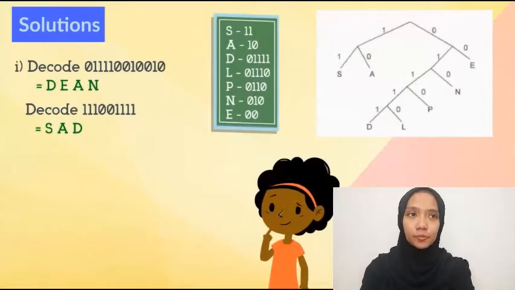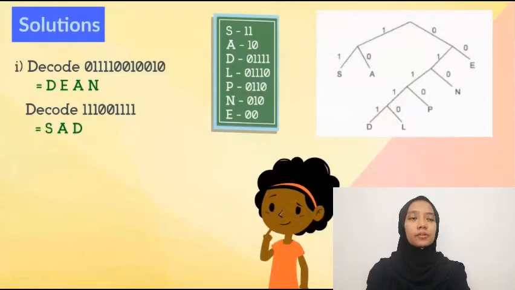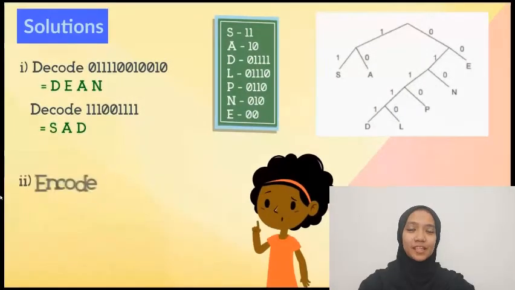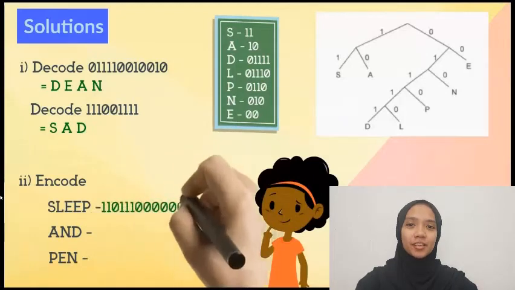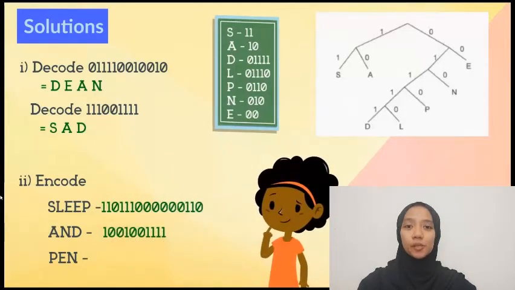So next, we need to decode 111001111. So look at the possible combination of numbers. 11 represents S, 10 represents A, and the last 5 digits represent D. So these numbers decoded as SAD. The second Roman question required us to encode 3 words.